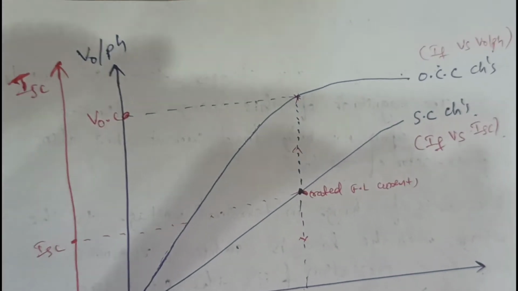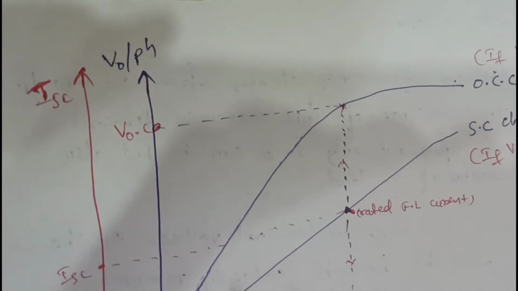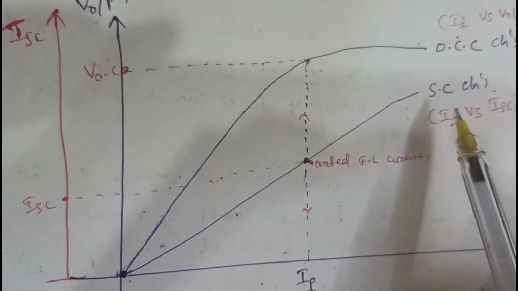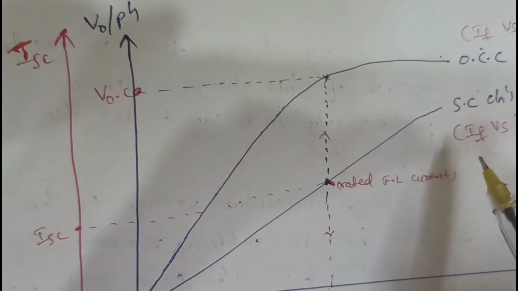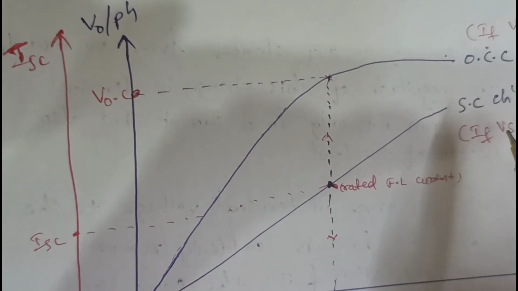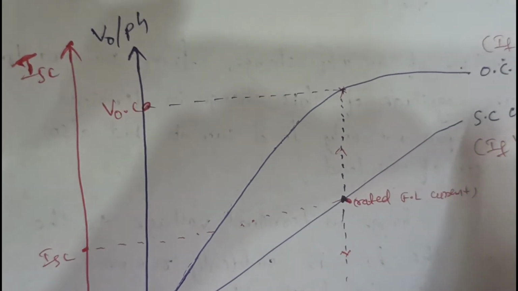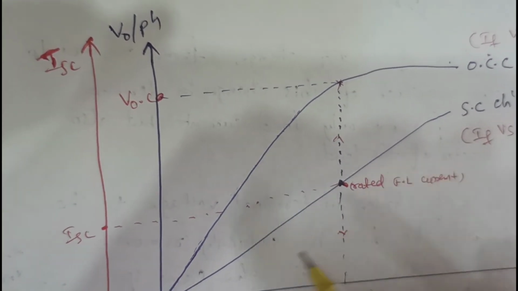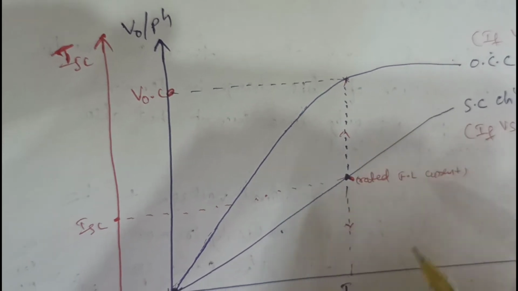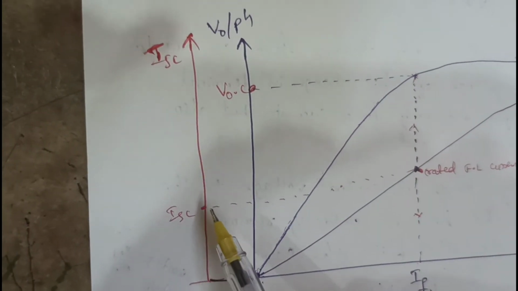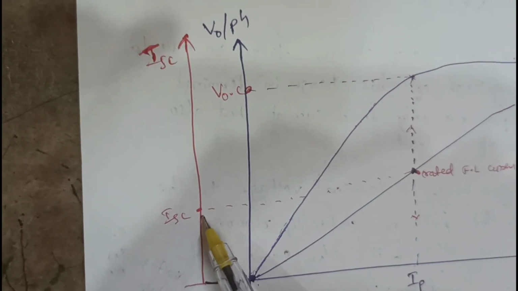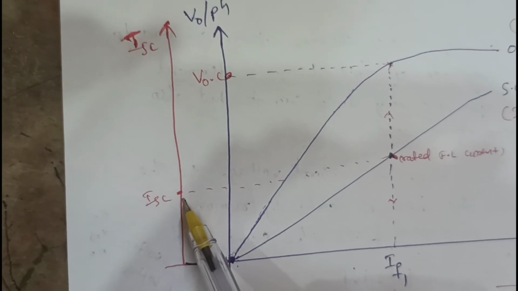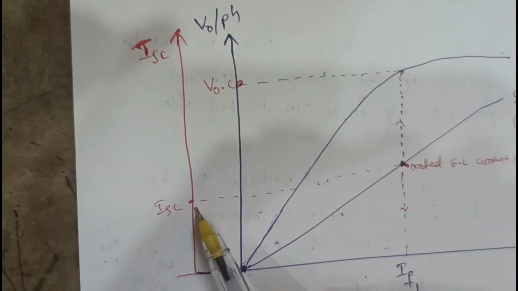Next, to observe the SC characteristics. SC characteristics means any two phases are short circuited. In one phase we place the ammeter. So this is the short circuit curve. Here we just apply the short circuit current based on the nameplate details. Approximately 7 amps will be applied as the short circuit current.